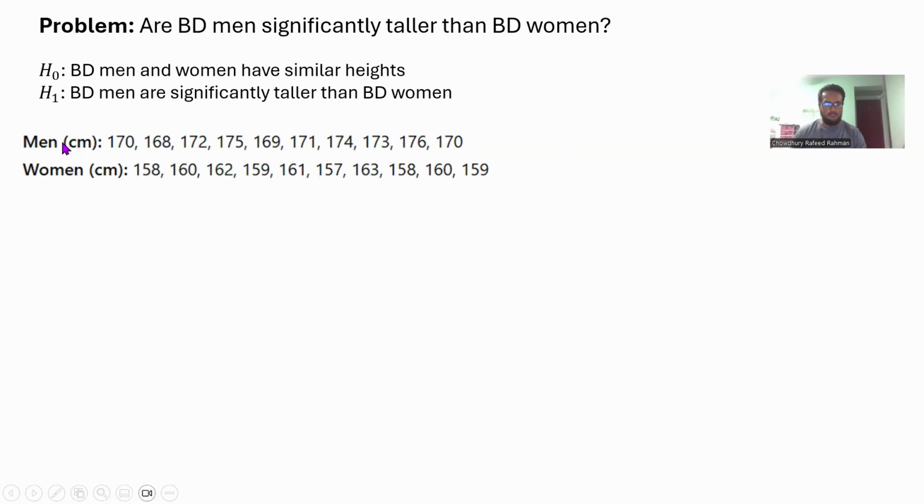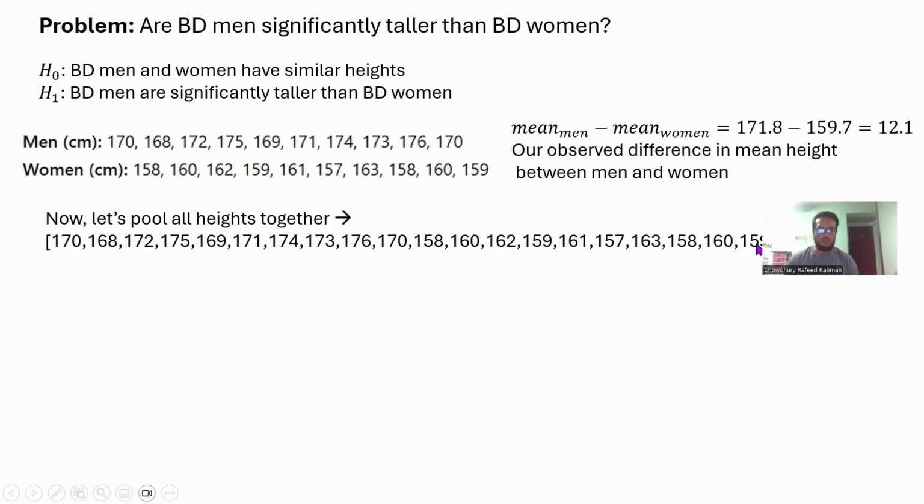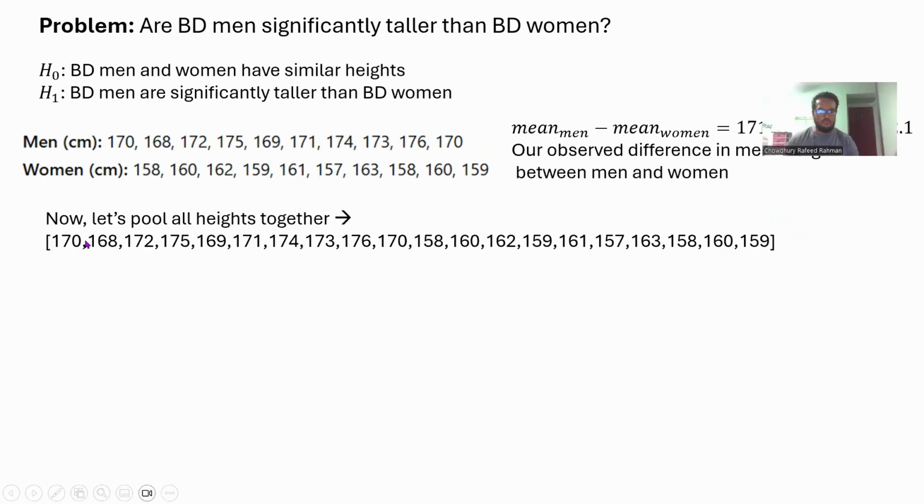This is the data we collected. We collected data of 10 men and 10 women from BD. Then we calculate their mean, and we get their difference. The difference is 12.1. This is basically an observed difference. What we can do now is we can pull all these 20 heights together. So 10 plus 10, 20.